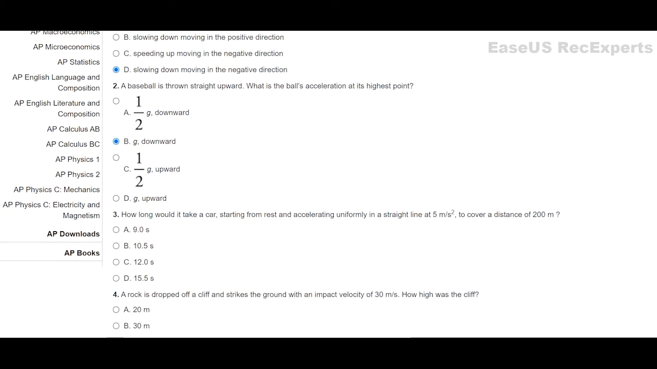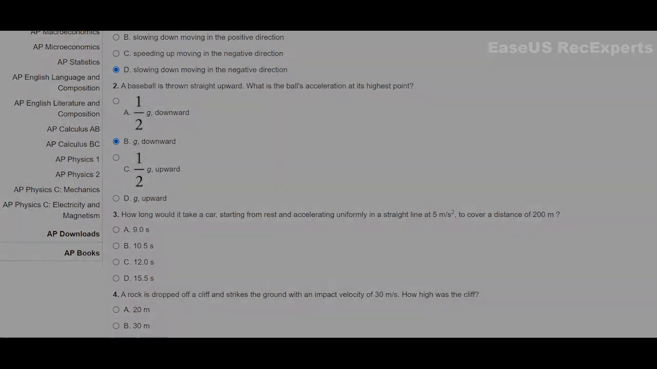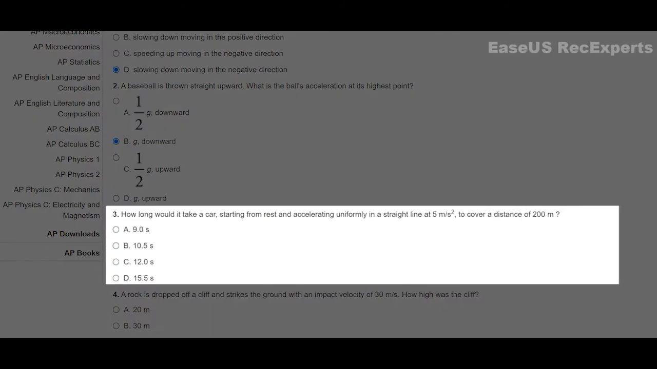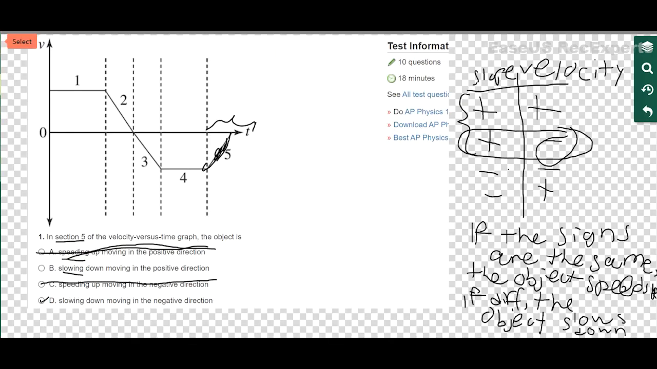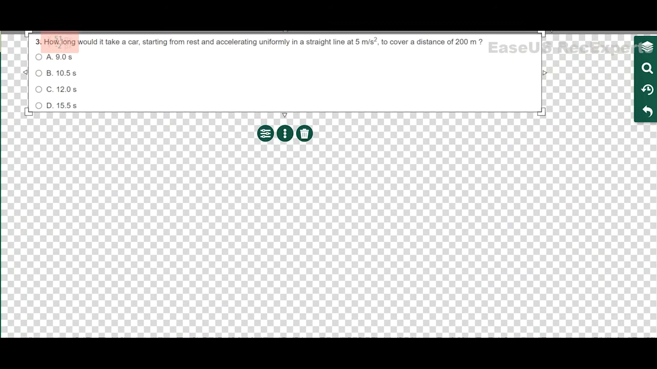Now, how long would it take a car starting from rest and accelerating uniformly in a straight line at 5 meters per second squared to cover a distance of 200 meters?